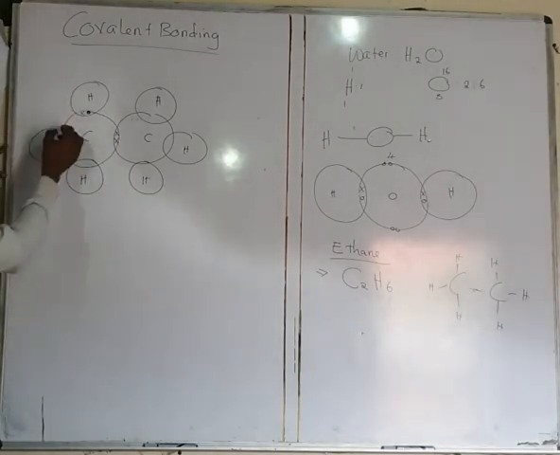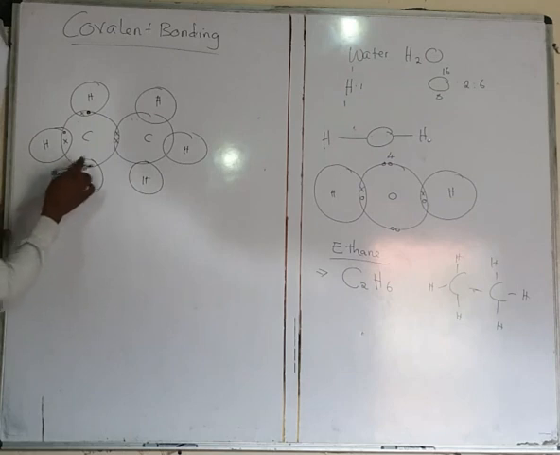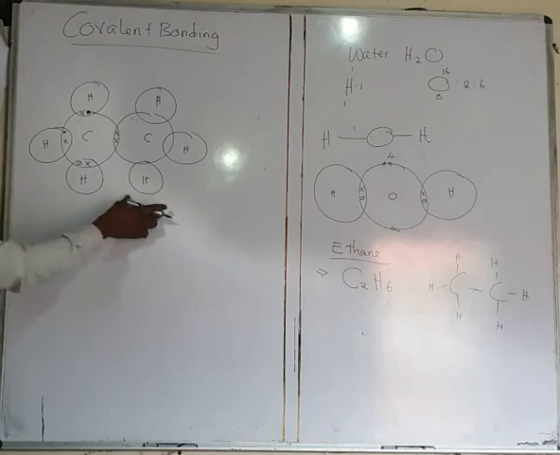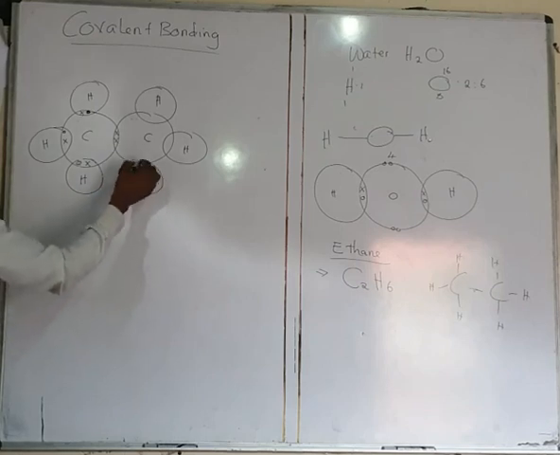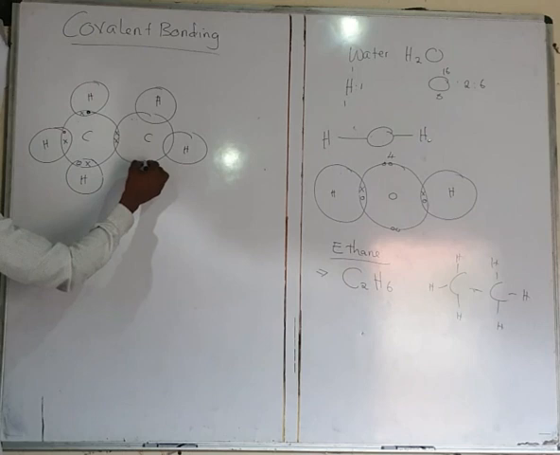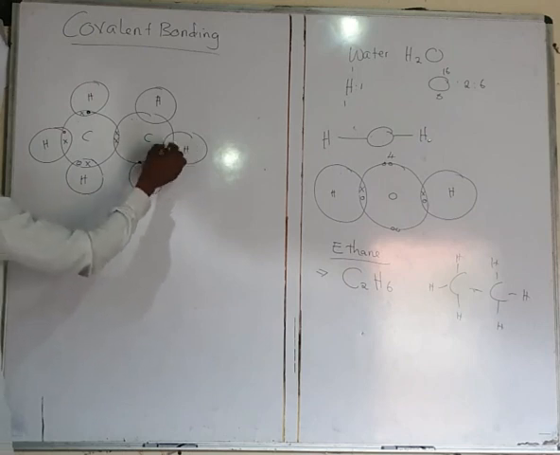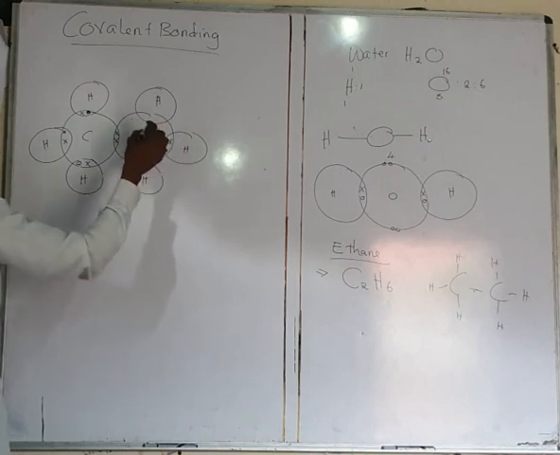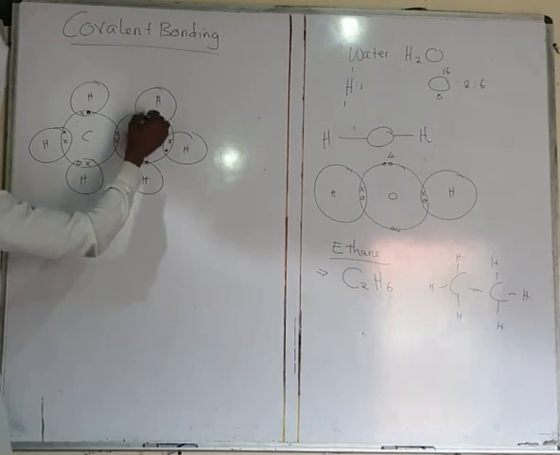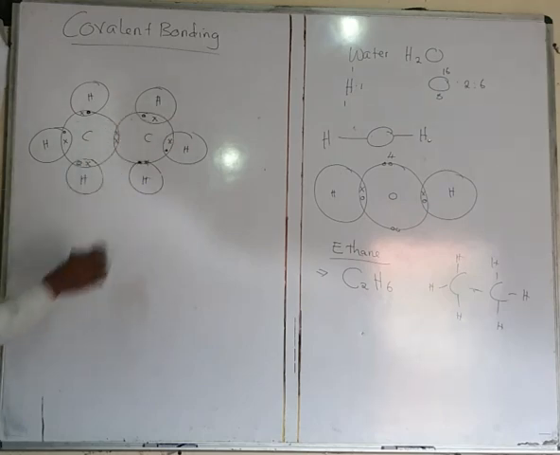Again, this one, the same thing is going to happen. The hydrogen will donate 1, then the carbon also donates 1. You go to the other side, hydrogen will donate 1 here, carbon will donate 1. Hydrogen will donate 1, carbon donates 1 there. Again, hydrogen will donate 1, carbon will donate 1.